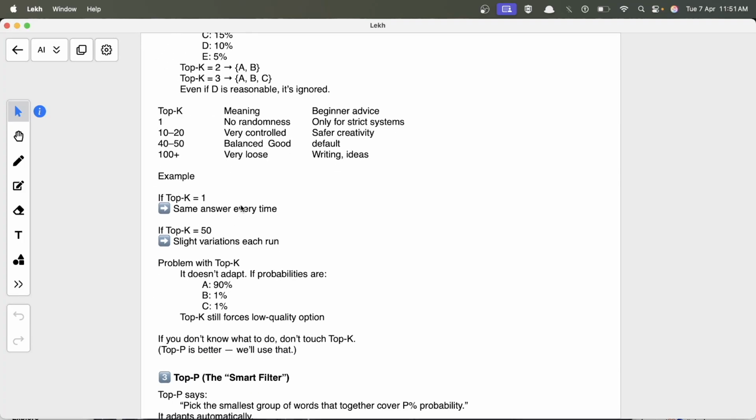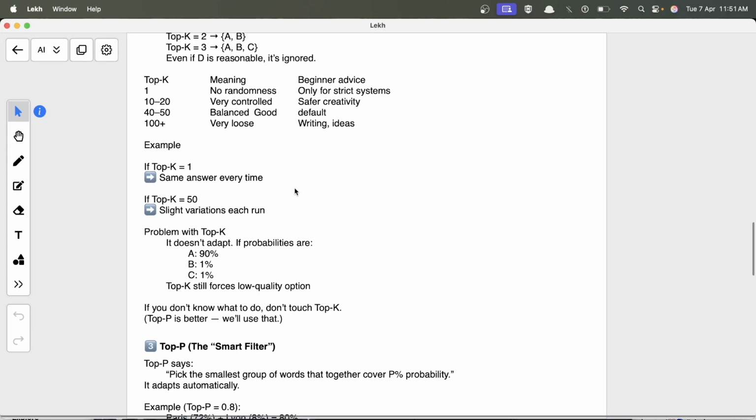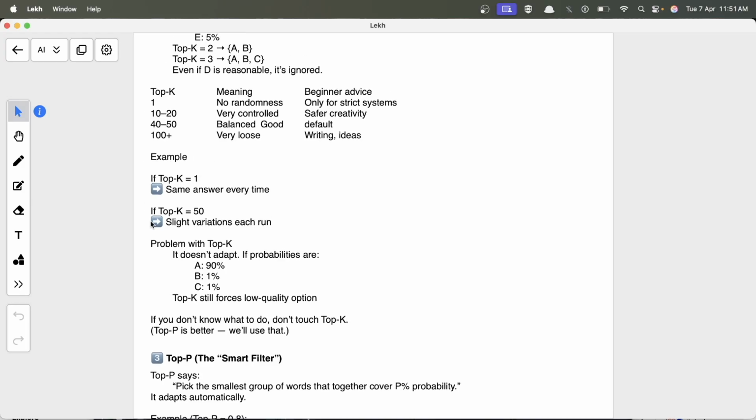If top k is equal to 1, you might get the same answer every time. If top k is 50, there will be slight variations in each run. So again, this may not always be true. For example, for factual questions, this will not always be true. But for tasks where the model might need to write a paragraph or things like that, this will be true.